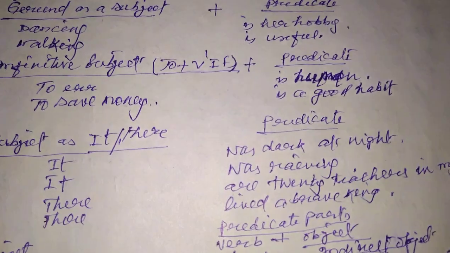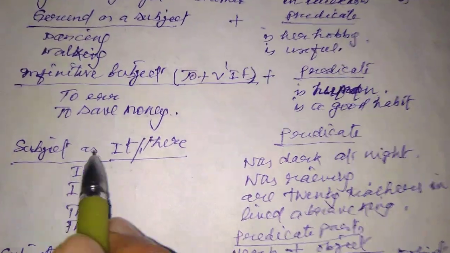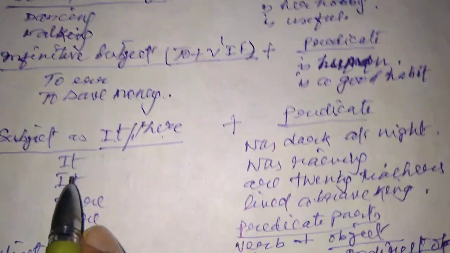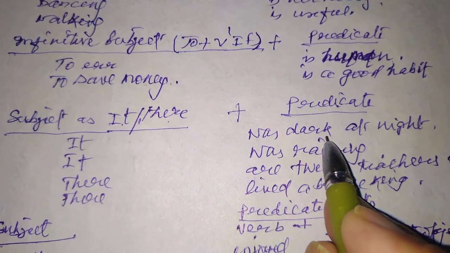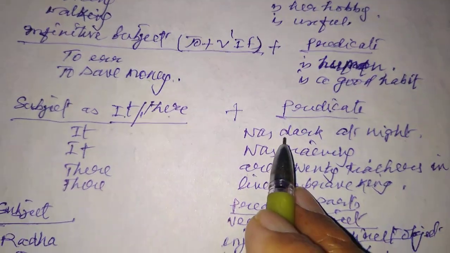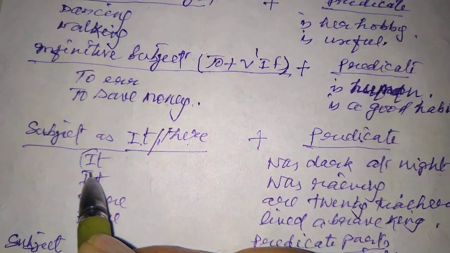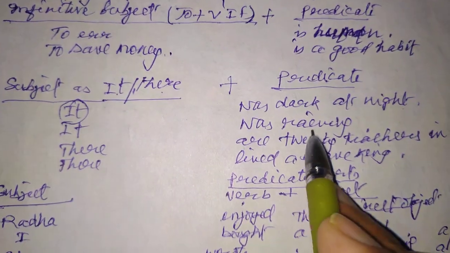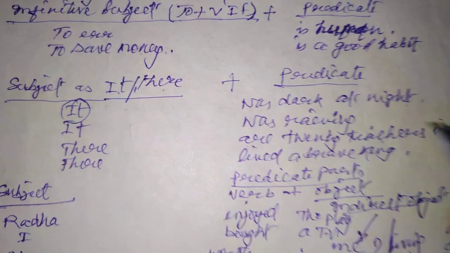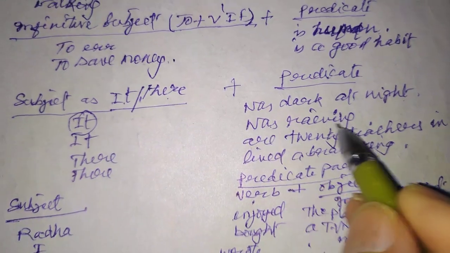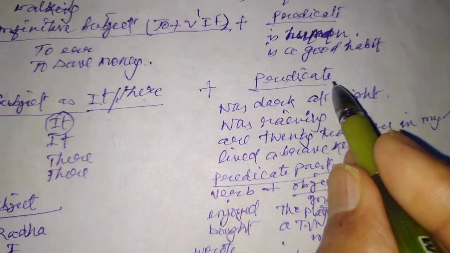Our subject could start with it or there also, like we will see in these examples. Subject as it or there plus predicate. Let us see now. It was dark at night. Raat mein andhera tha. It is a subject. Another example. It was raining. Baarish ho rahi thi. It is a subject and was raining is a predicate.